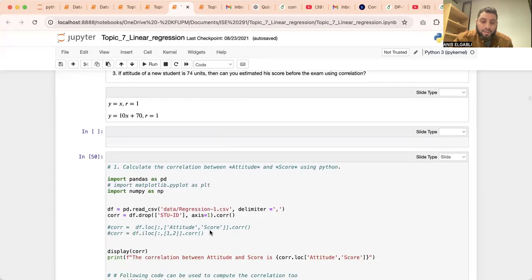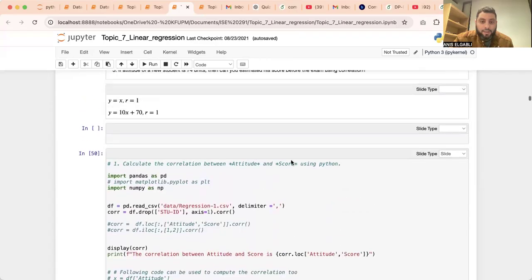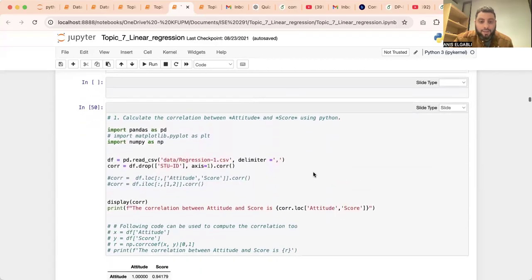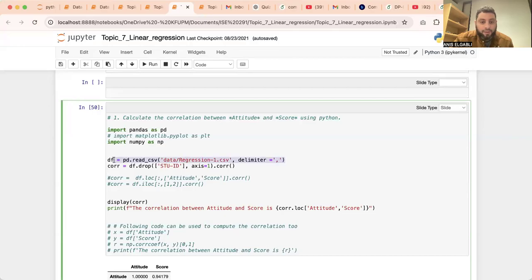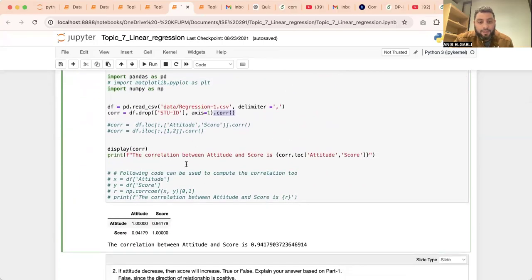So now let's look at the correlation between these two, and answer the second question here, okay? Here, we are loading the data file and creating a data frame from that. Here we are dropping student ID because, as I said, it's an auxiliary variable. So we're dropping that and we compute the correlation between the remaining two attributes, the attitude and the score. And that's it. When we run this, this is what we get. This is the correlation matrix. This is the correlation between attitude and score.